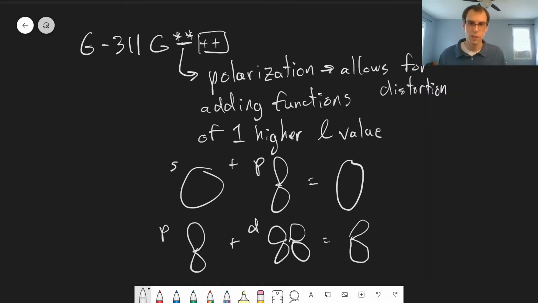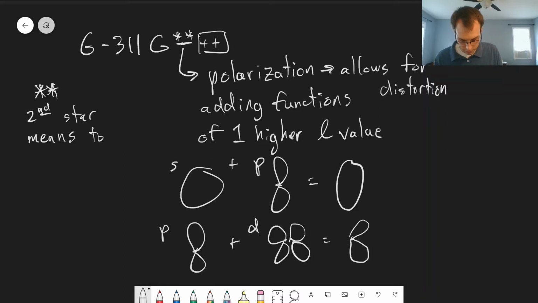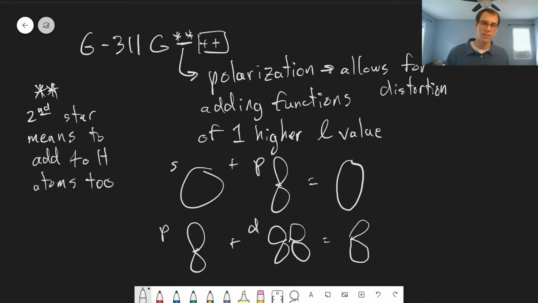All right, and then the last thing to talk about are these pluses. Oh, and the difference between 1 star and 2 stars. So 1 star means you add these polarization functions. If you have 2 stars, the second star means that we add it to hydrogen atoms too. So generally you have a lot of hydrogen atoms, particularly in organic compounds. So if you don't need them for the hydrogen atoms, it can save you some computation when you have a lot of them in your calculation.